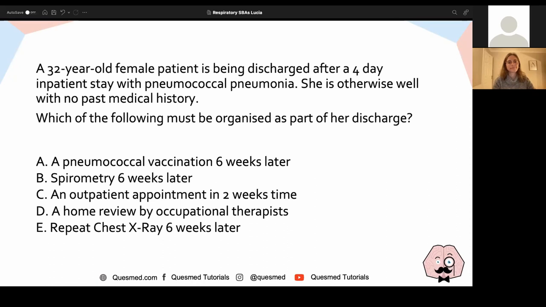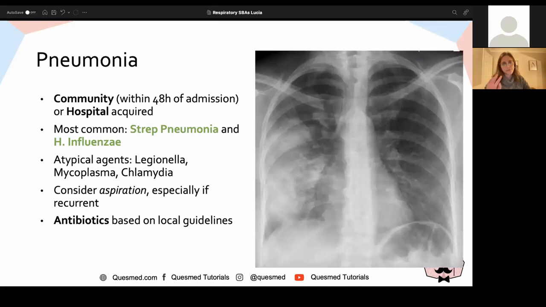Okay, so repeat chest x-ray, absolutely. When patients have pneumonia, this is one of the things that you'll be organizing a lot of the time if you're a junior in hospital. Bear in mind that the follow-up for COVID pneumonitis is 12 weeks, but the follow-up for hospitalized pneumonia is 6 weeks.